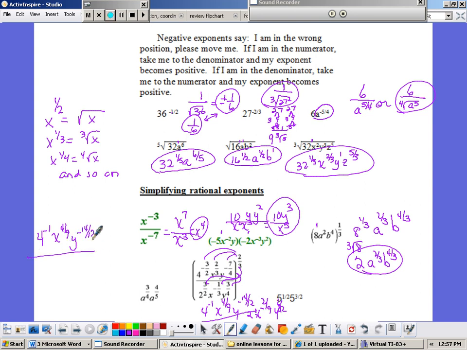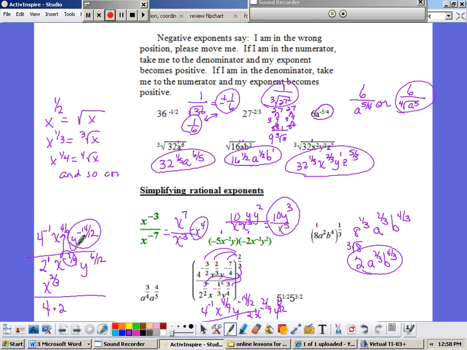And I know 14/12 reduces, but I want to leave it that way because I'm going to have to move things around and combine things, and it'll be easier if the denominators match. Right now, all the x's are in 9ths, and all the y's are in 12ths. Okay, 4 to the first, negative 1 goes to the bottom, the 2 stays on the bottom. X to the 4/9 stays on the top, x to the 2/9 come up. 2/9 and 4/9 is 6/9. X is 6/9 is 2/3.